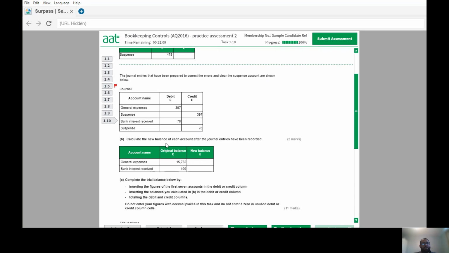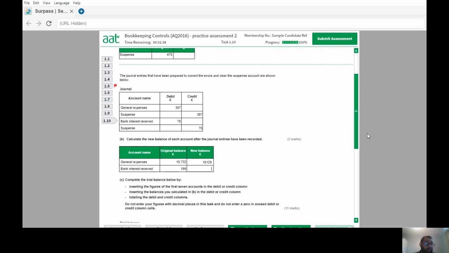Now they want you to calculate the new balance of each account after the journal entries have been recorded. So once we've done that, the general expenses account has a debit entry there. So what is that going to do? It is going to be added to your expense account because your expense account is going to be a debit account anyway. So you're going to be adding 397 and the new balance is going to be 16,129 pounds. And the last one, bank interest received. What is your bank interest received? It is normally a credit balance. Why?